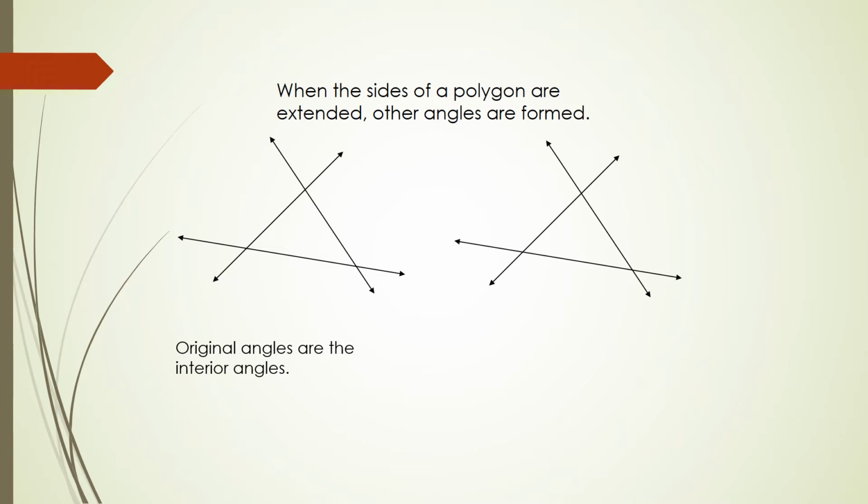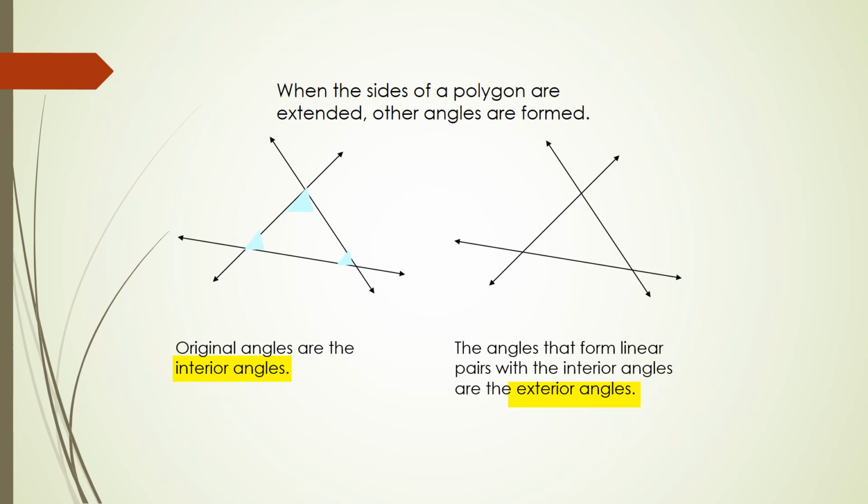When the sides of polygons are extended, other angles are formed. So look at these two triangles. In the first picture, see how the sides are extended? Well, the original angles that were in the picture are known as interior angles. Those are the ones that I have colored blue. In the second one, those are the ones that we talk about with exterior angles.